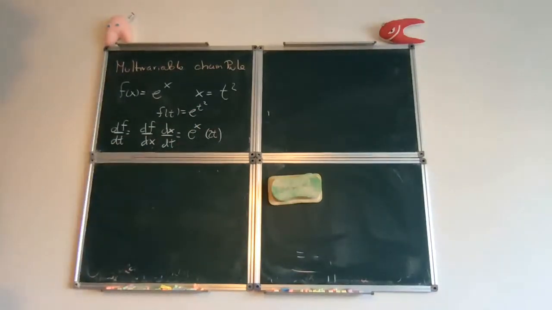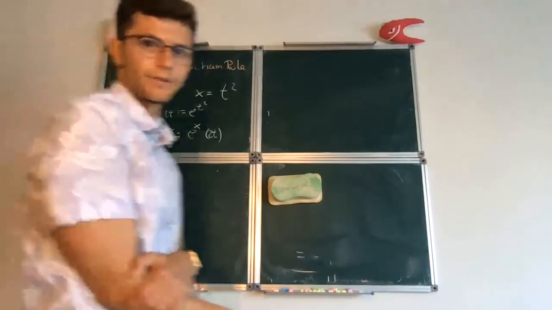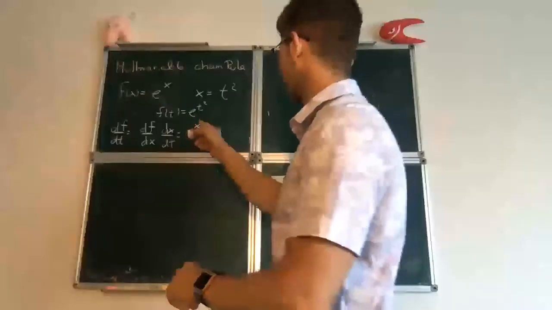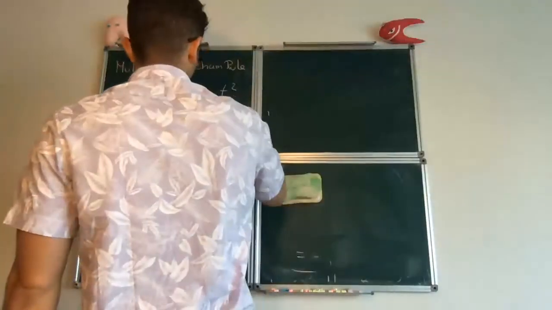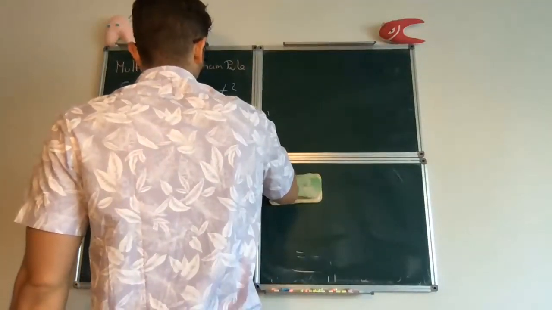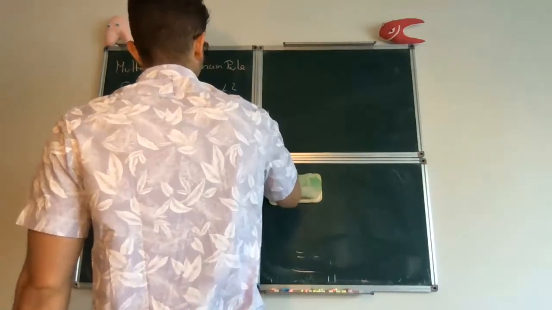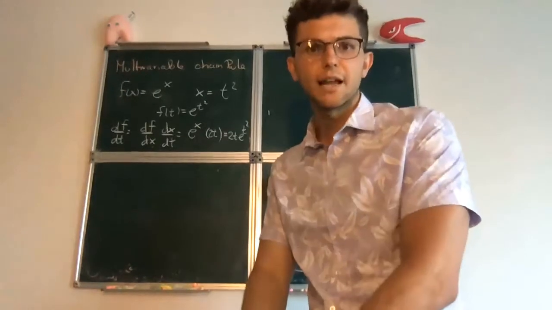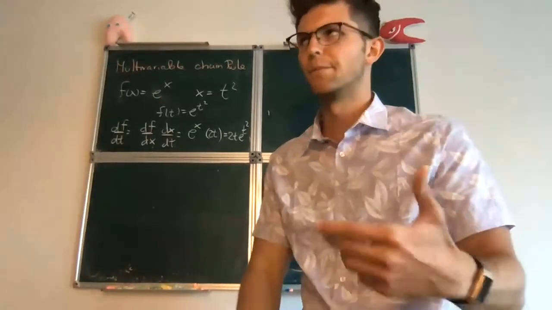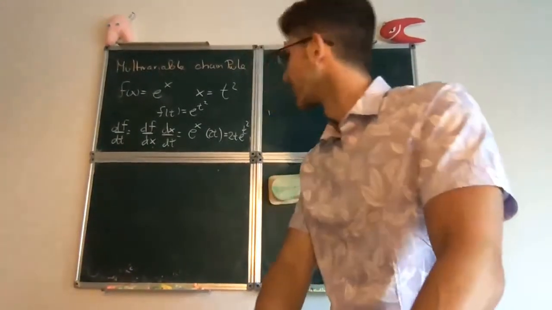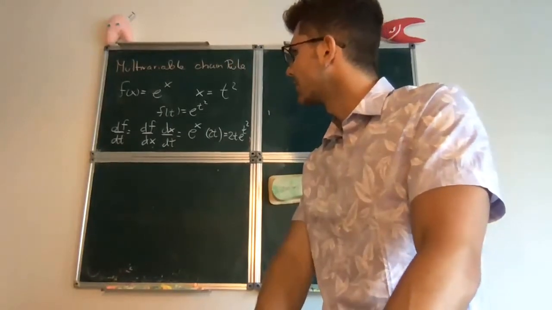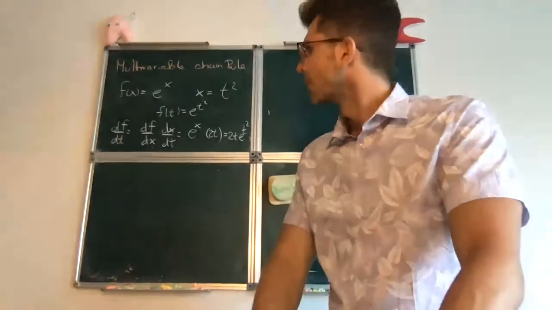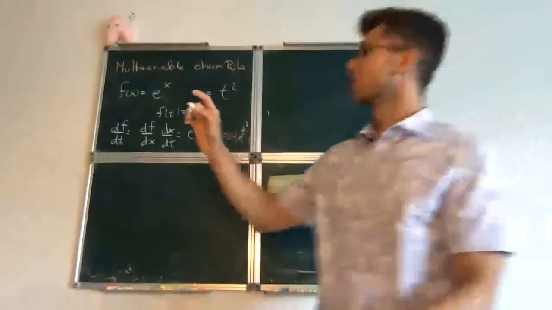and then if you want to see everything in terms of t, you can just substitute x with the expression in terms of t, and you get 2t e to the t squared. Again, the chain rule takes a while to understand, but once you get used to it, it becomes very intuitive.